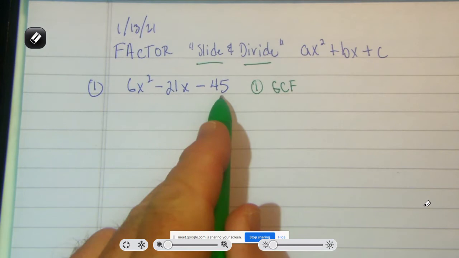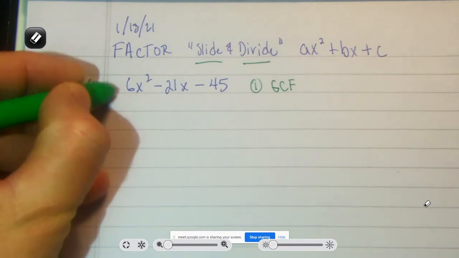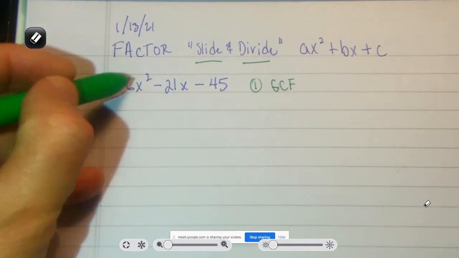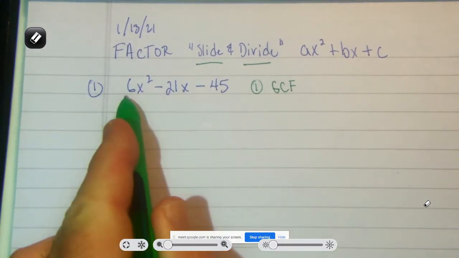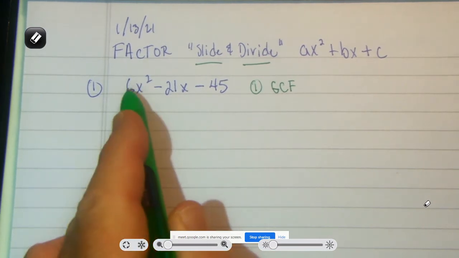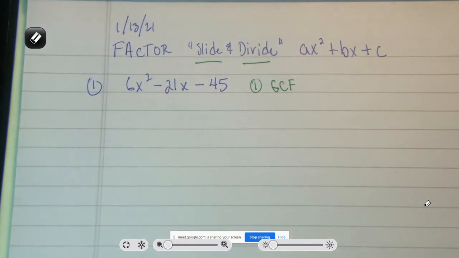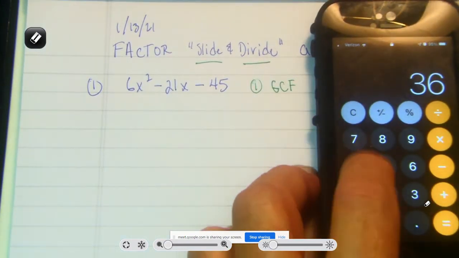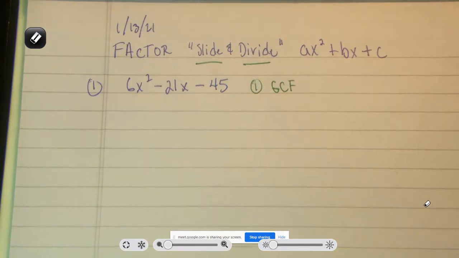So I've got a 6, 21, and a 45, and I know that 21 won't divide by 6. I always look at the smallest number there, and I'm thinking, okay, well, 2 times 3 is 6. So what about 3? Well, I know that 6 will divide by 3, and 21 will divide by 3. What about 45? I may or may not remember if 45 will divide by 3, so if I don't know that, I've got to check it. Well, sure enough, it does. So I do have a GCF of 3 here.